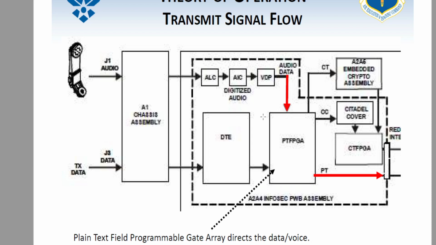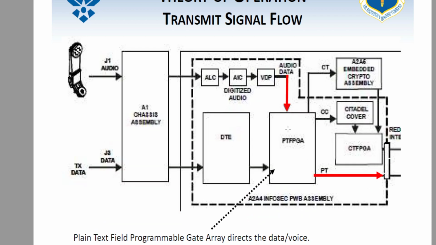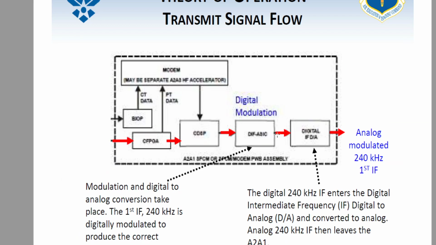So think about the question. What assembly is the ALC in? He got it. A2. You see what I did there? Does that make sense? I understand why you wanted to say A2A4, but do you understand why it's A2? Okay, cool. Very good. All right, so let's move on.